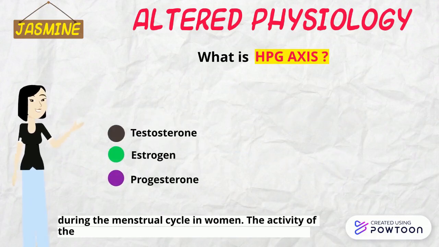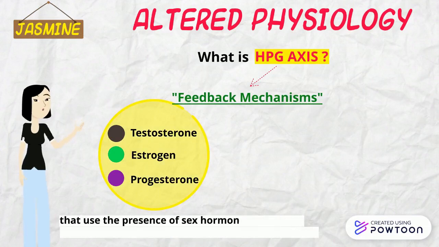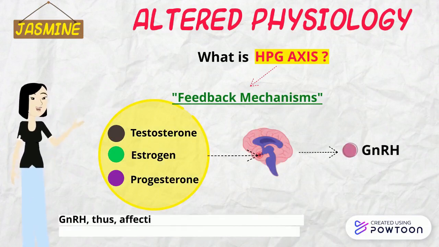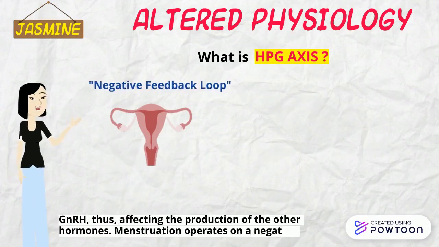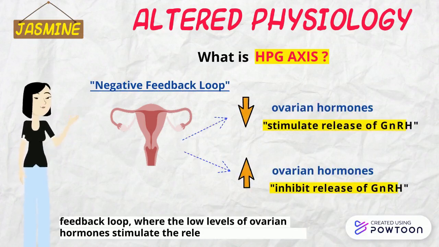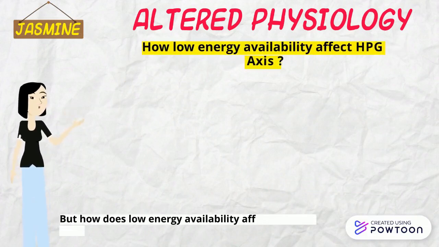The activity of the HPG axis is regulated by feedback mechanisms that use the presence of sex hormones to tell the hypothalamus to stop or continue the production of GnRH, thus affecting the production of other hormones. Menstruation operates on a negative feedback loop where low levels of ovarian hormones stimulate the release of GnRH, but high levels inhibit. So how does low energy availability affect the HPG axis?